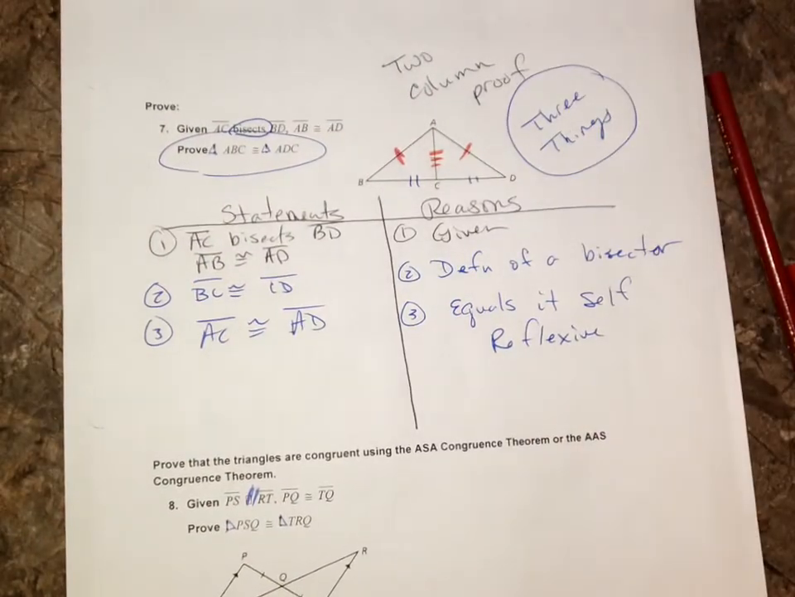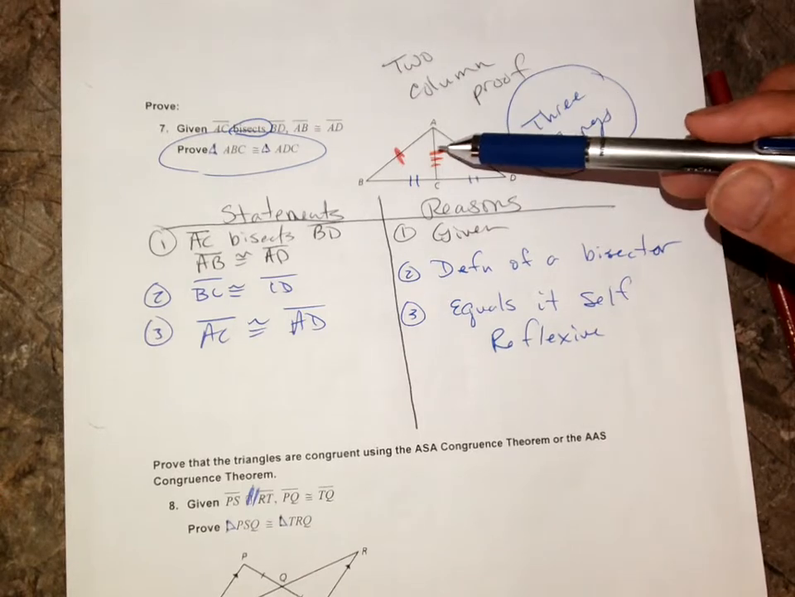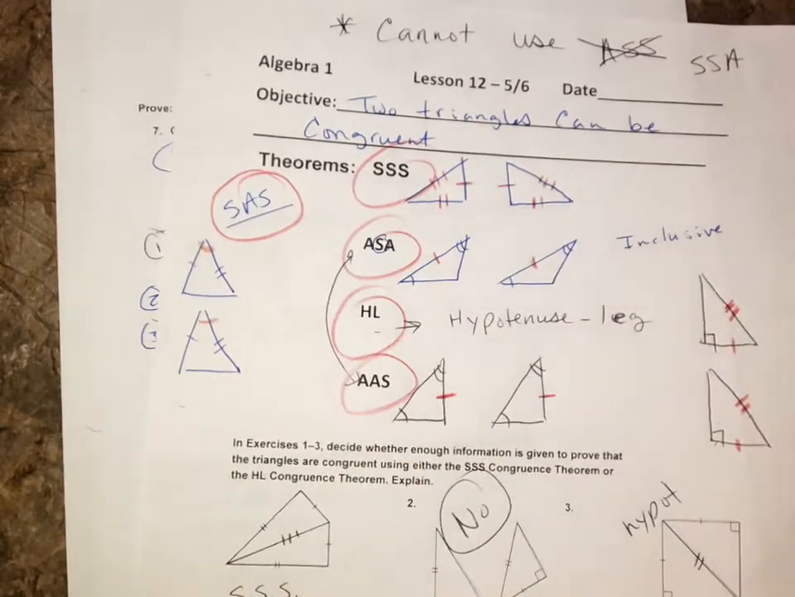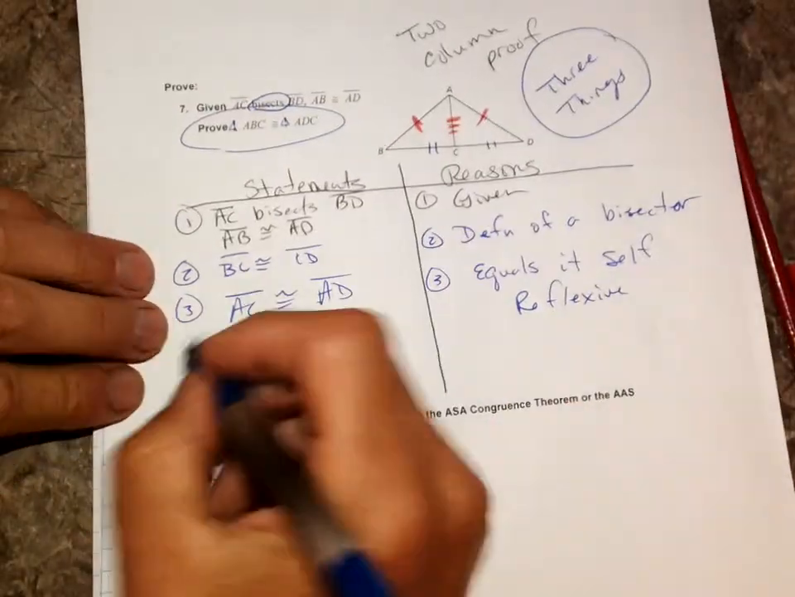Once you have three things of one triangle congruent to three things of another triangle, if it's one of our theorems, we're going to be able to say so. So here's what I'm going to say. Okay, I can prove it now.